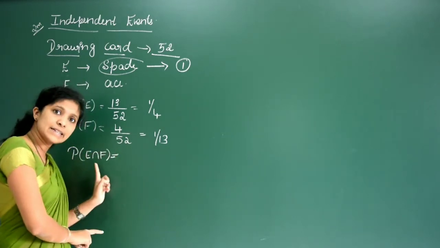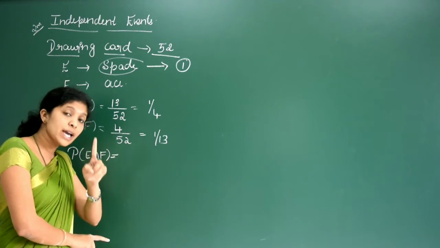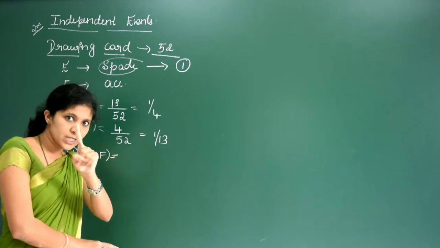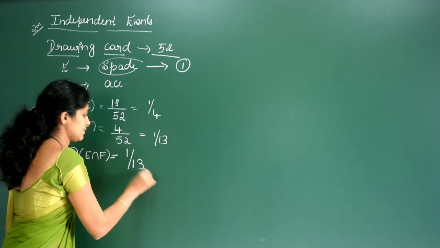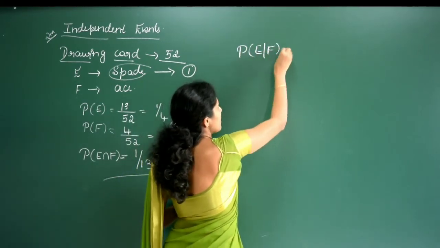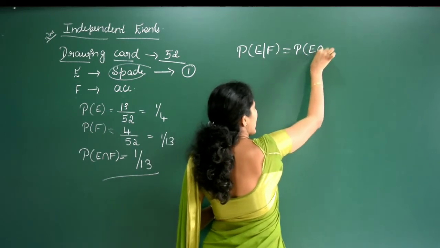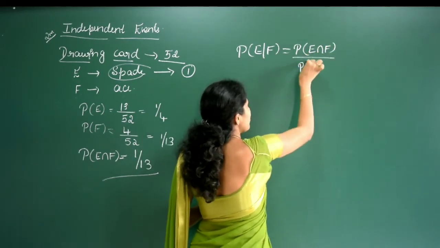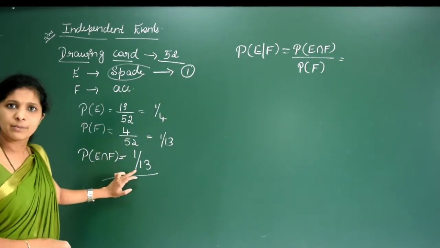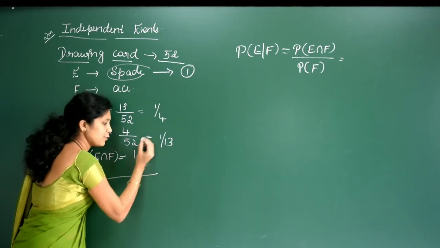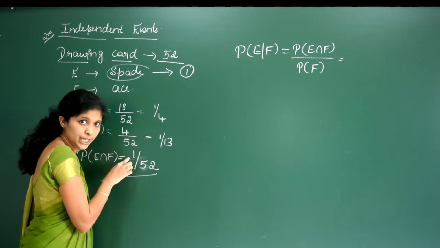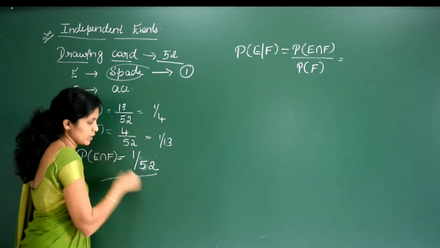So the probability of E intersection F is 1 out of 52, because it should be the spade as well as it should be an ace. So only 1 is possible. Now we'll write P of E by F. What is the formula? P of E intersection F divided by P of F. Now what is the value of P of E intersection F? Is it 1 by 13? It should be 1 by 52, right? Total number of cards is 52, and in that 1 is the ace of spades. So it should be 1 by 52, sorry.